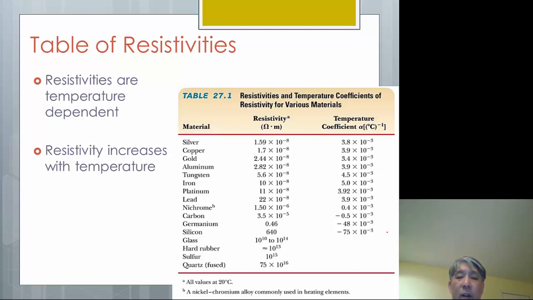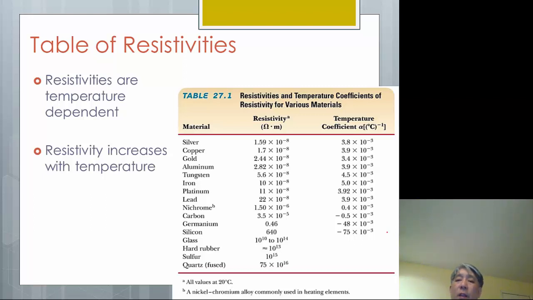On the higher side, in the middle towards the bottom, we have germanium and silicon. Those are the semiconductors. They're in the order of 10 to the minus 1 to 10 to the 2 order of magnitude. On the high side, we have things like glass and rubber, which are going to be 10 to the 10 or higher. Those are really high insulators.